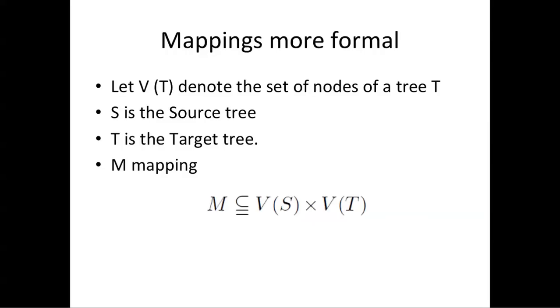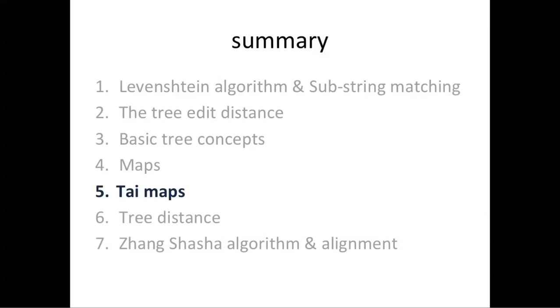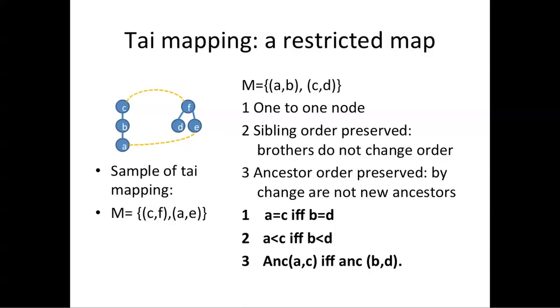A way to define mappings in a more formal way: the mapping only refers to the swaps. S is the source, T is the target, and the map is pairs of nodes between the source and the target. Let's see the Tai mapping properties again: one-to-one, sibling order preserved, ancestor order preserved.